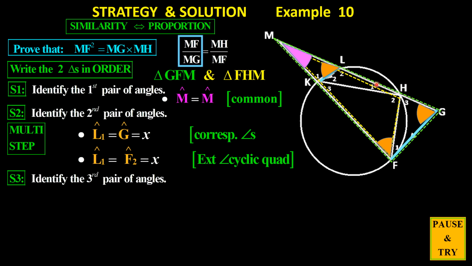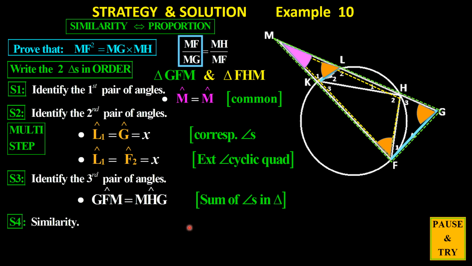F. It's this other angle there, that whole angle there, and this whole angle here. So I can just write them down. And that is because of the sum of the angles of a triangle. Now we can write down the triangles in correct order. GFM is equal to FHM.